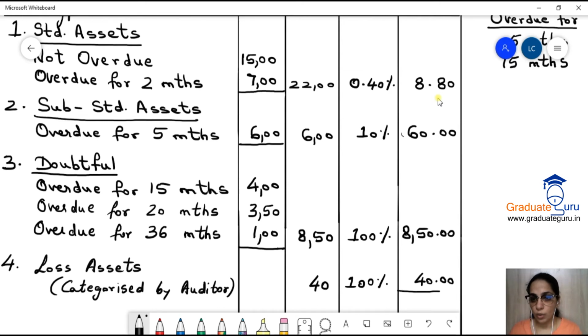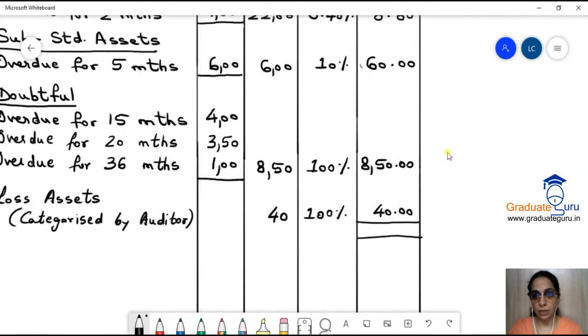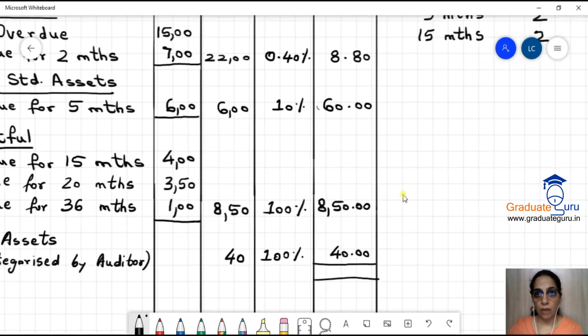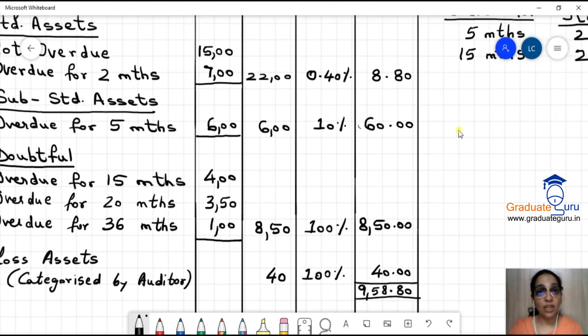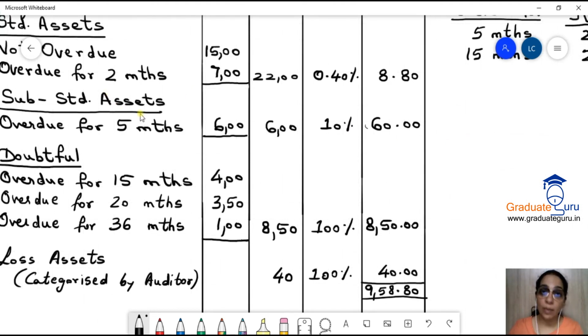So now all we need to do is, we just need to take a total of our provision that we have created, right? So I'll just do the totaling. 8.8 plus 60 plus 850 plus 40. We get 958.8. And that is the total provision on our assets. So I hope you've understood. ये हमने एक combination sum किया, जहाँ पर हमने assets को भी classify किया, plus we also took the provision rates by ourselves and calculated the provision.